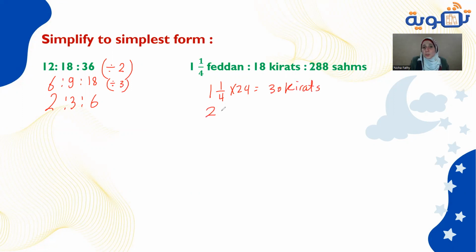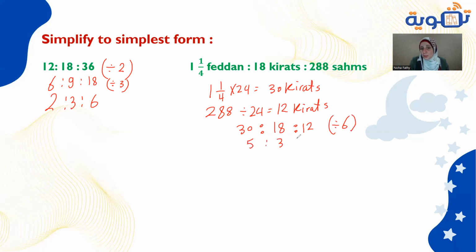And also I will change the 188 from sah to kirat, divide by 24, because I changed it now from a small unit to a big unit. I will divide. It gives me 12 kirats. Then I will rewrite the ratio. So the ratio equals 30 to 18 to 12. Simplify, divide by 6, equals 5 to 3 to 2.